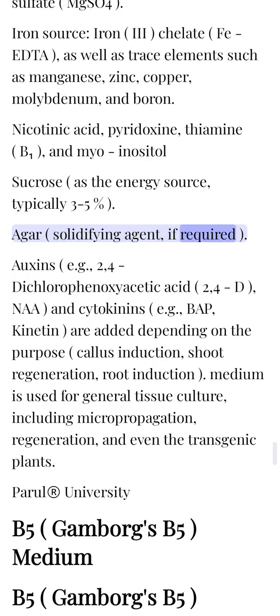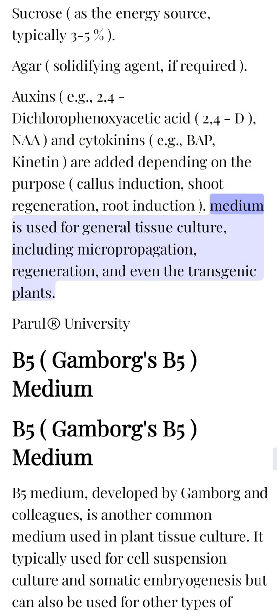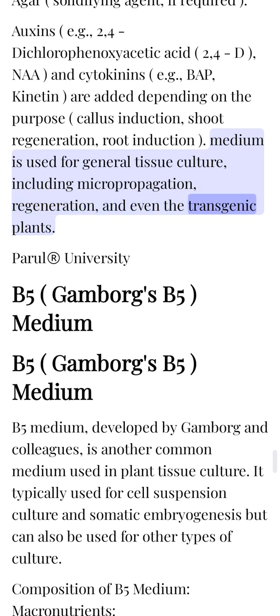Auxins, for example 2,4-dichlorophenoxyacetic acid, 2,4-D, NAA, and cytokinins, for example BAP, kinetin, are added depending on the purpose: callus induction, shoot regeneration, root induction. MS medium is used for general tissue culture, including micropropagation, regeneration, and even transgenic plants.